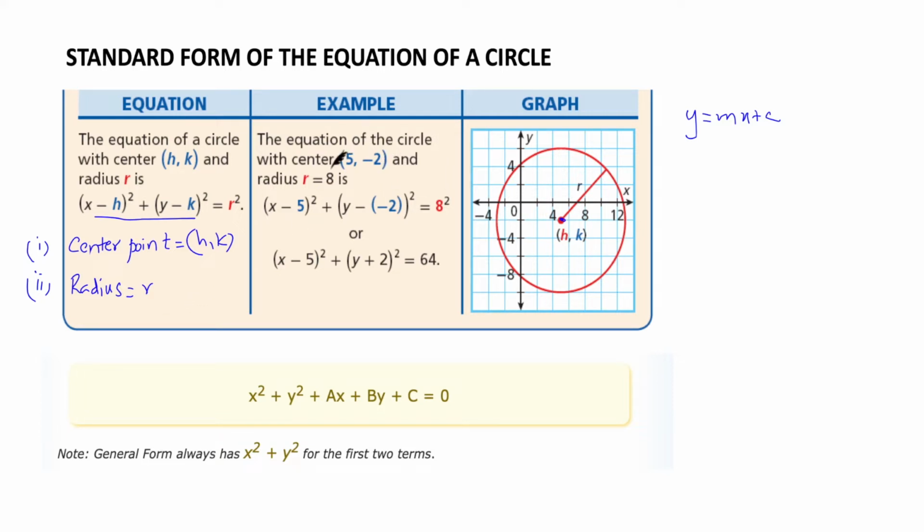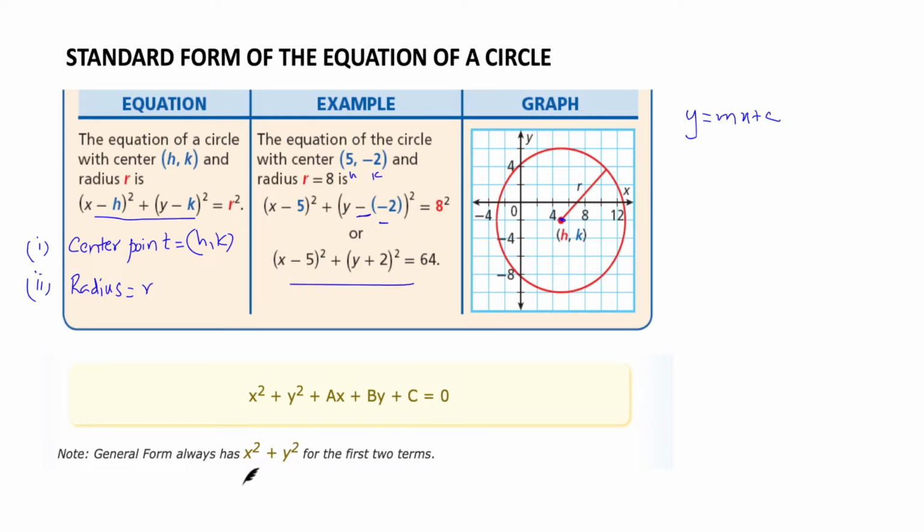For example, the equation of the circle with center (5, minus 2) and radius 8 is, the 5 over here is h and minus 2 is k. Just be careful with the signs. So the equation will be (x minus 5) whole squared plus (y minus, this is the minus sign in the equation, and this is the negative sign that is with the k, minus 2) whole squared equals 8 squared. This will give us the equation of the circle.